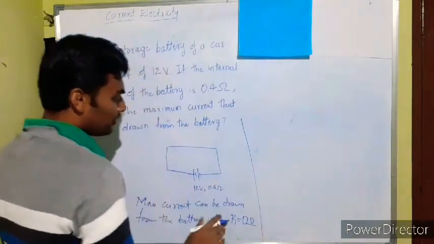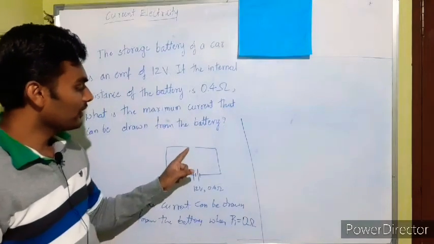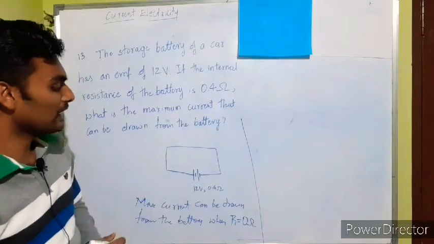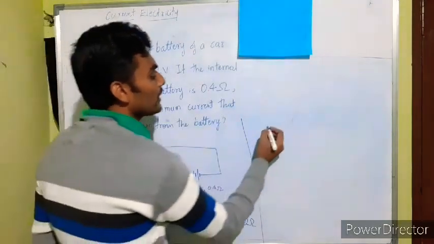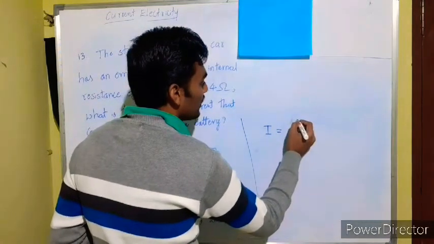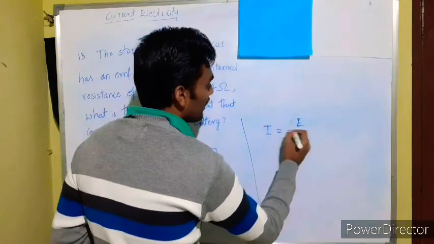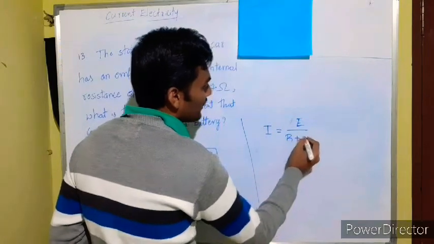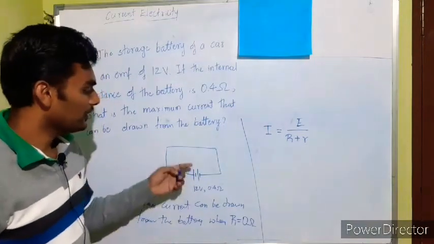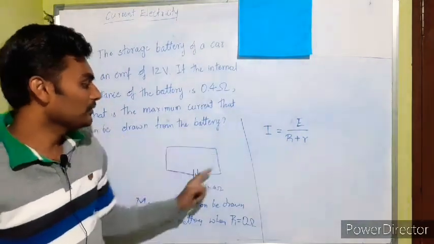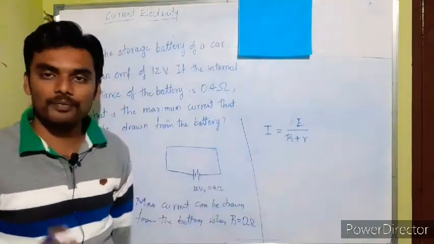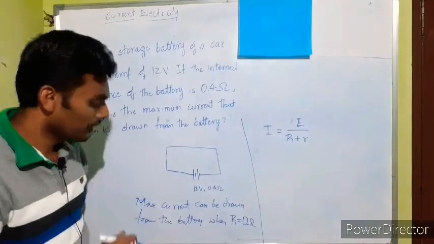Okay, clear with the conceptual part? When we have no resistance externally connected, we can get the maximum current. Okay, now how much is that current? So the current formula is given by I is equal to EMF E divided by R plus r. This is the formula of current through a resistor capital R, when you have the battery of EMF E and internal resistance small r. Okay, you should remember the formula.